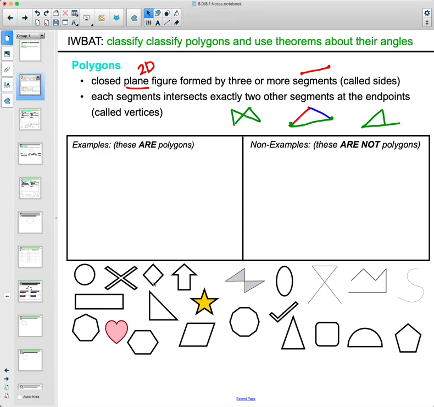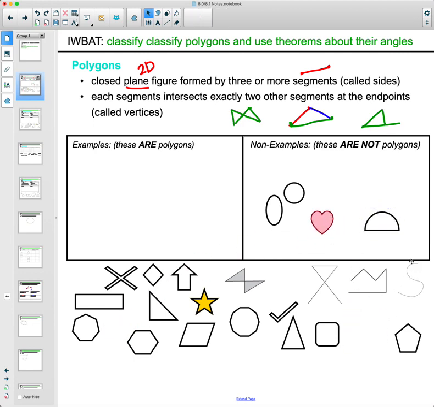So let's take a look at some shapes down here. Remember that they have to be segments, so nothing with a curve is considered a polygon. None of these with curves are polygons. Automatically outlawed if it has a curve. This one doesn't close. Any others with curves? This one has some curved corners. So these are all non-polygons.